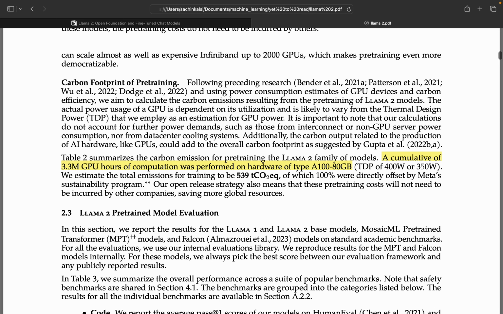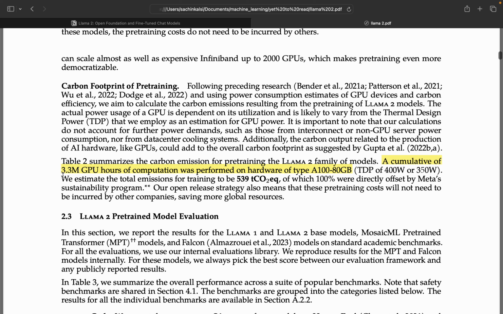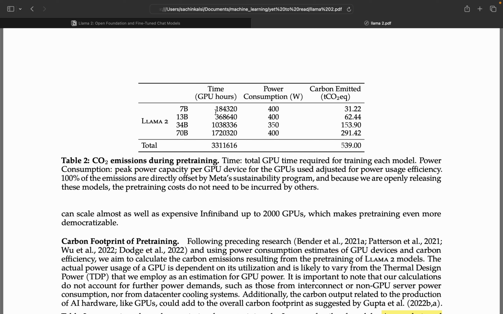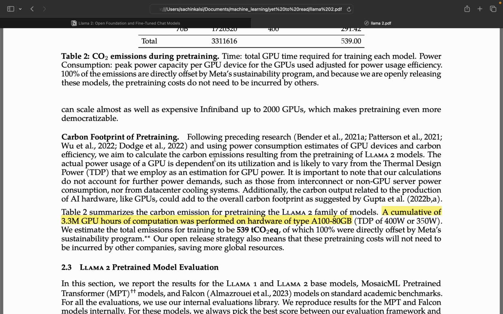I think one of the other things is carbon footprint. They mentioned that cumulatively they have used 3.3 million GPU hours. That means for 7B this is the GPU hours, and for 13B this is the GPU hours, and so on. But I think 3.3 million could be the minimum. Being a data scientist, I can say that you need to do a lot of experiments before training bigger models. In fact, what are the things they have changed in architecture from LLaMA 1 to LLaMA 3, they have also gone through, I think I can search it.